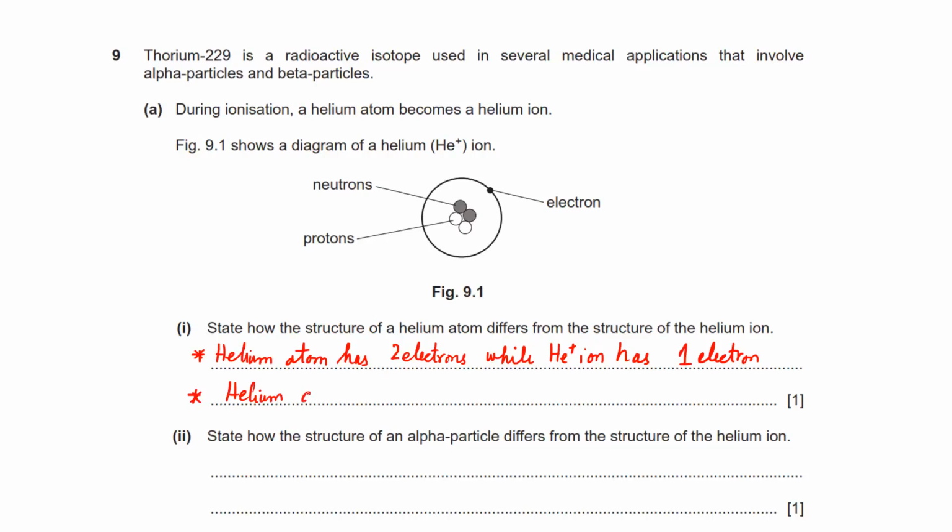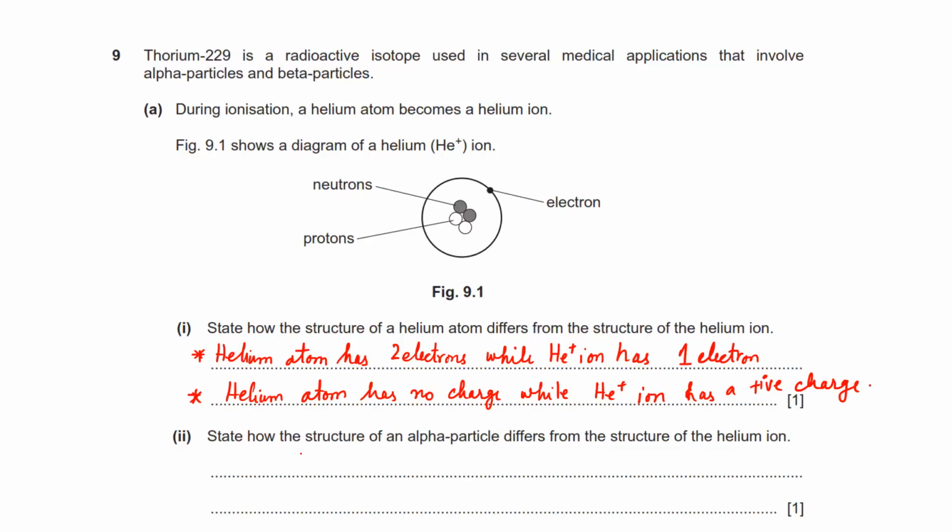helium atom has no charge, while He positive ion has a positive charge. So these are two structural differences we can state.